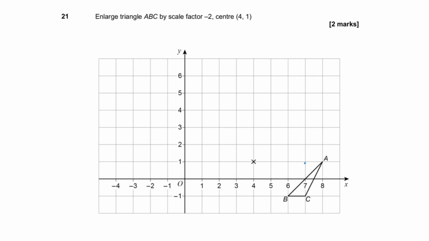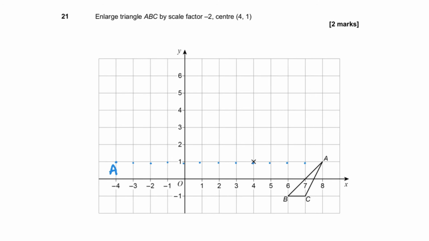Point A is 1, 2, 3, 4 squares away from the cross. So if we flip it and we enlarge it by 2, it's going to be 8 squares away from the cross on the other side. 1, 2, 3, 4, 5, 6, 7, 8. So this is going to be point A.